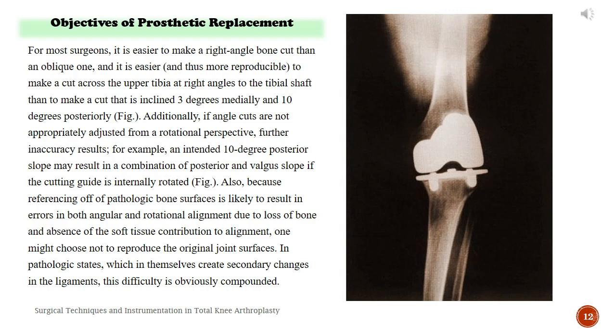Also, because referencing pathologic bone surfaces is likely to result in errors in both angular and rotational alignment due to loss of bone and absence of the soft tissue contribution to alignment, one might choose not to reproduce the original joint surfaces. In pathologic states, which in themselves create secondary changes in the ligaments, this difficulty is obviously compounded.